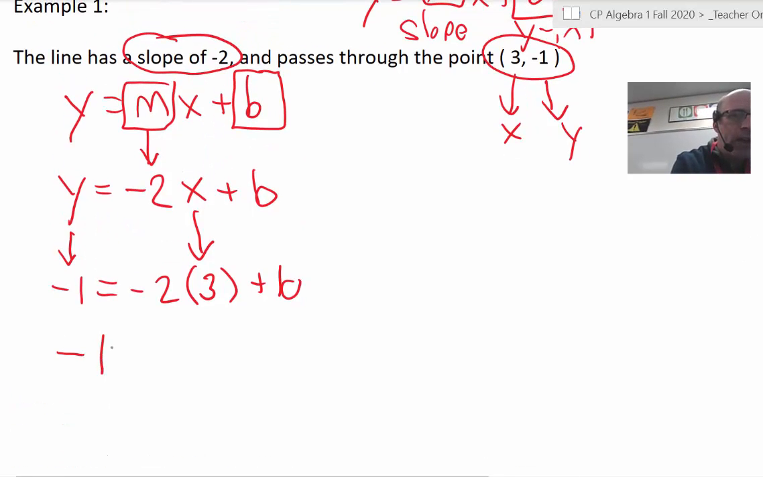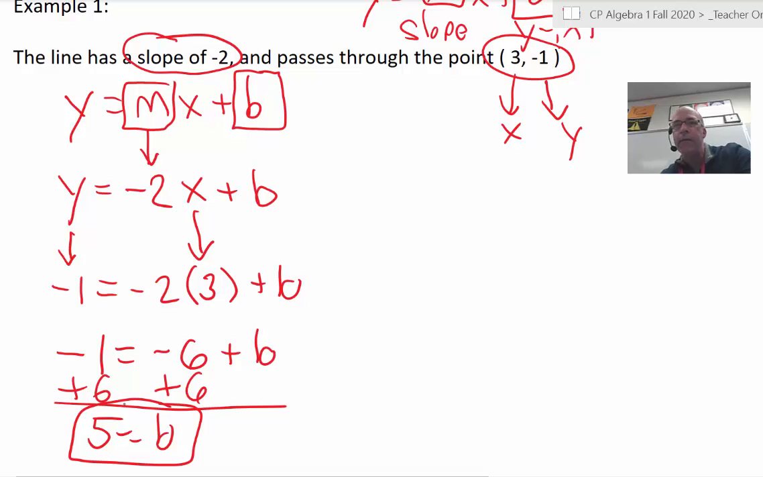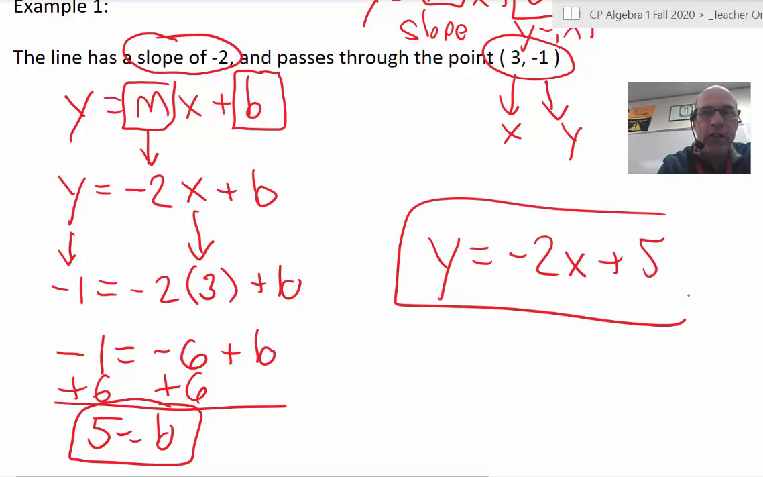So I have -1 equals -2 times 3, which is -6, plus b. I want to figure out what b is, so I'm going to take this -6 and move it to the other side by adding it. Therefore, 5 equals b. So b equals 5. The y-intercept is 5. That means my equation is y equals -2, I knew the slope before, -2x plus 5. That is the equation of the line I'm looking for: y equals -2x plus 5.